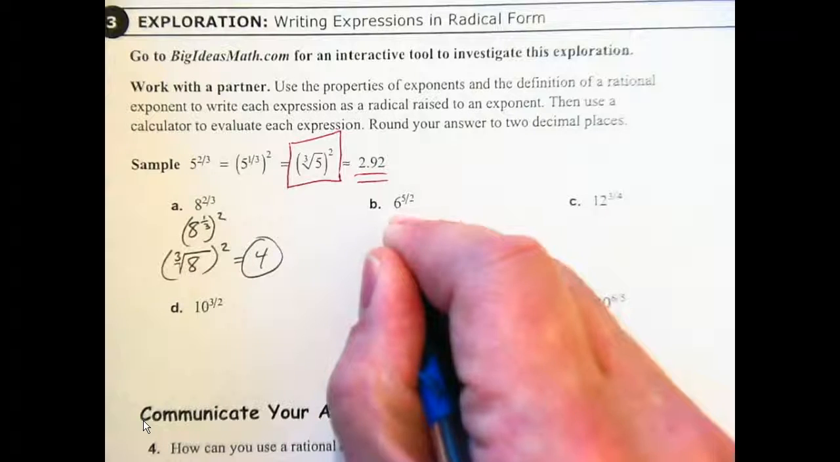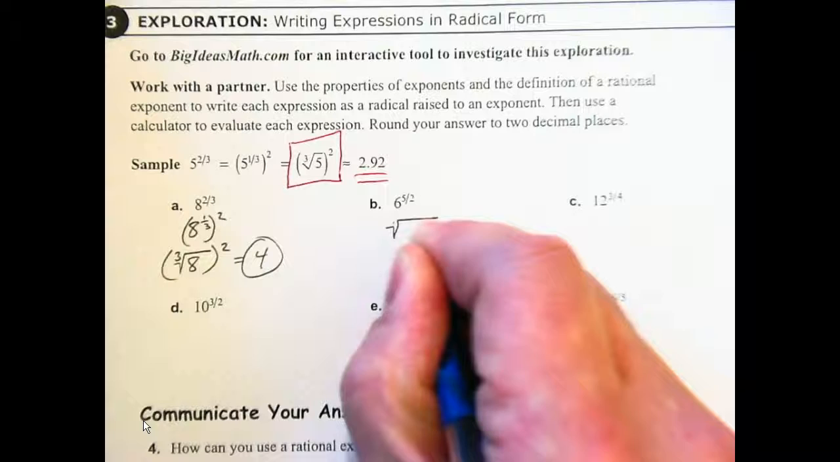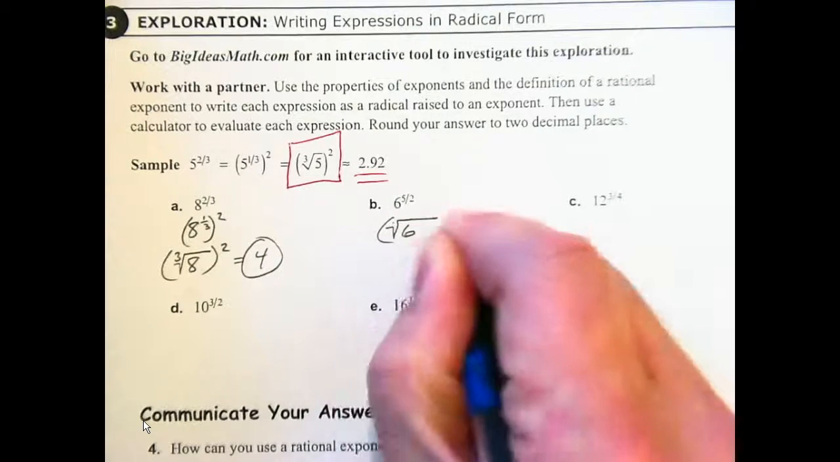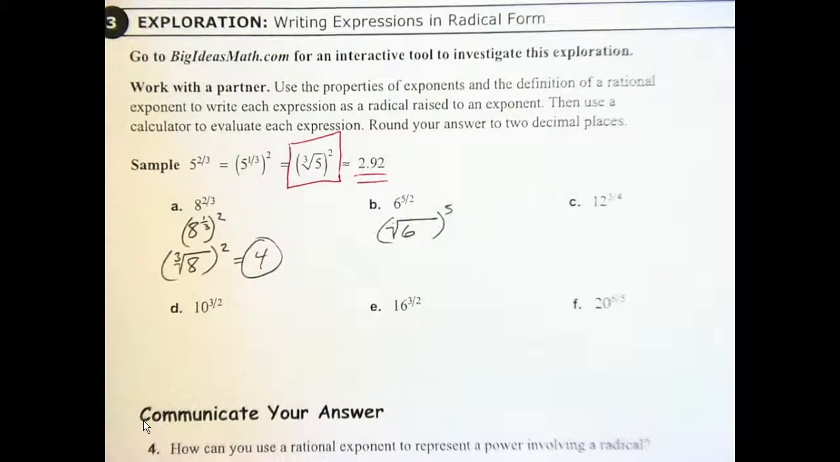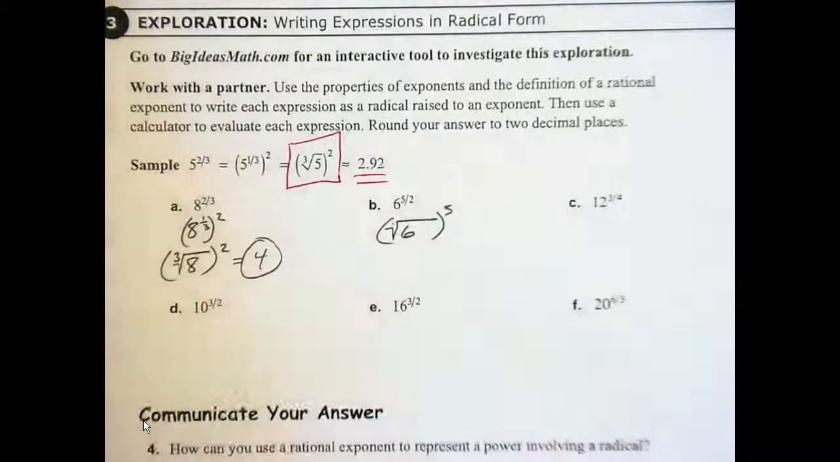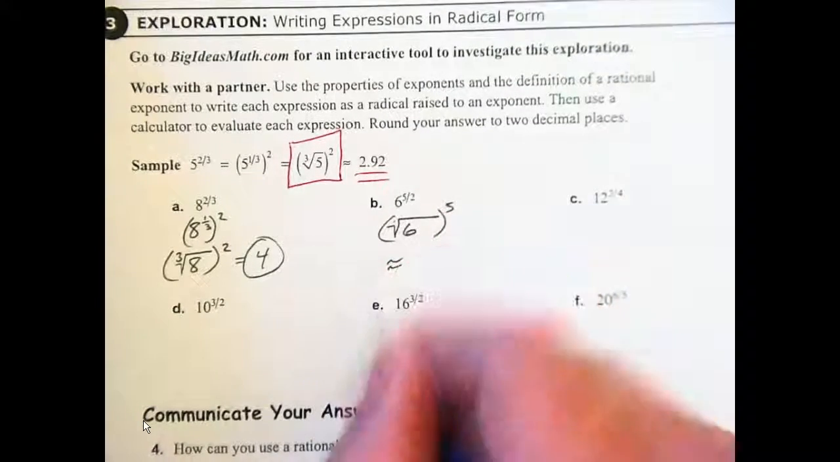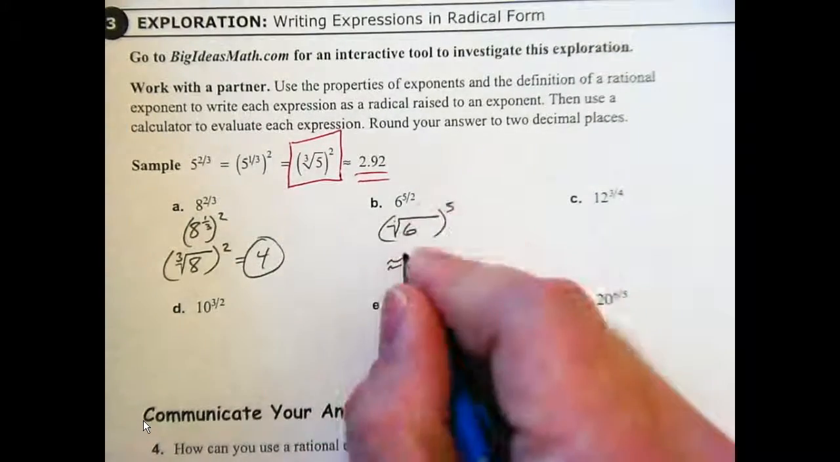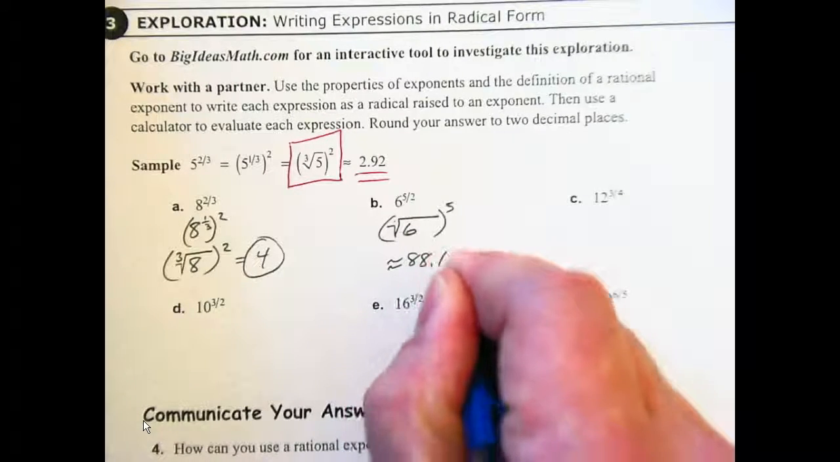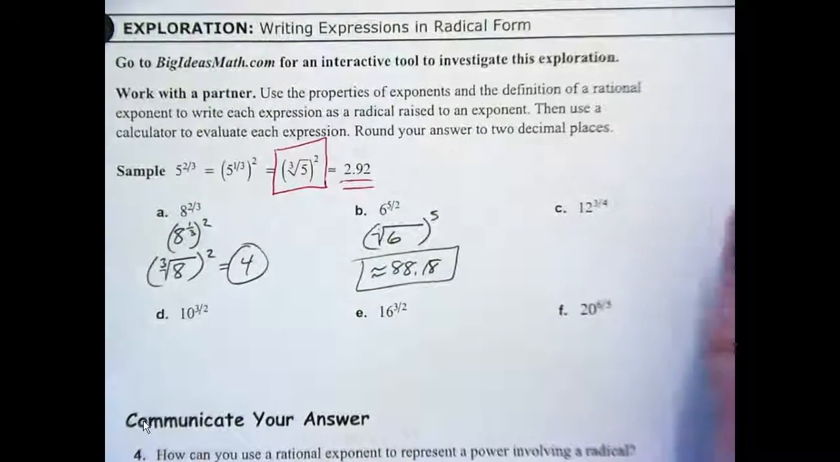Okay, so this would be the square root of 6, all to the 5th power. Square root of 6, see, that doesn't work. So, I mean, it doesn't come out perfect. So that ends up giving you approximately 88.18. Well done, man.